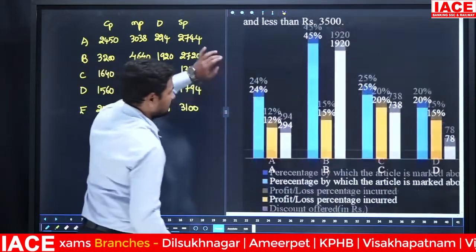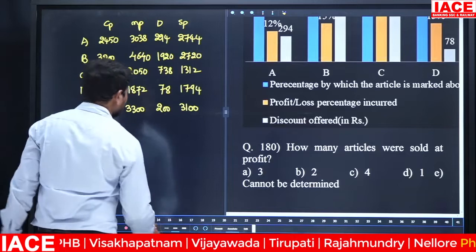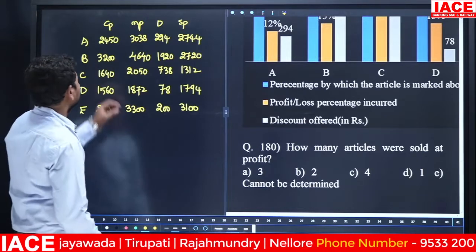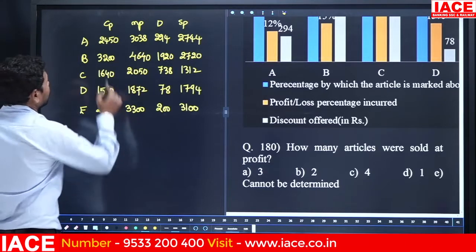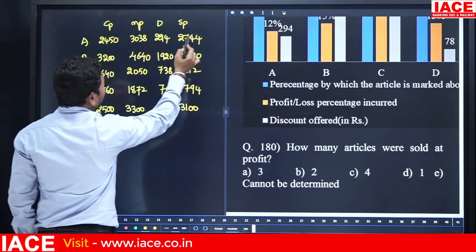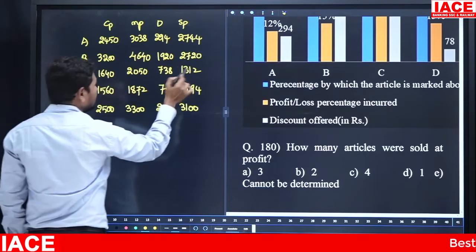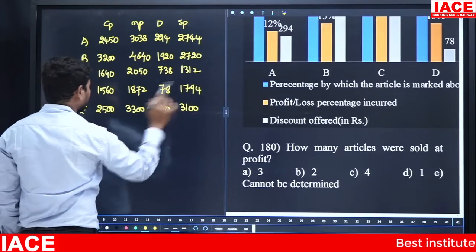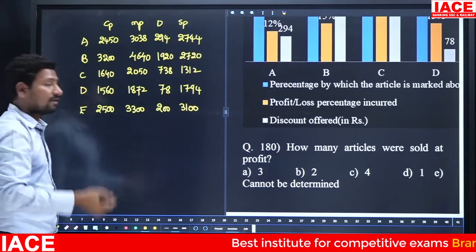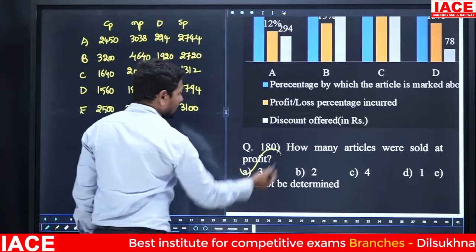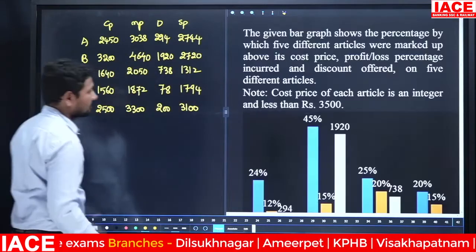Next. How many articles were sold at profit? Profit case means you take the selling price is more. Look at 2450 and 2744, it is a profit. 3200 and 2720 is loss, and 1640 and 1632 loss. 1560 and 1794 profit. 2500 and 3100 profit. If the selling price is more, then you can call it a profit. Okay, then how many cases? 3 cases are profit. How many articles profit? 3 articles.